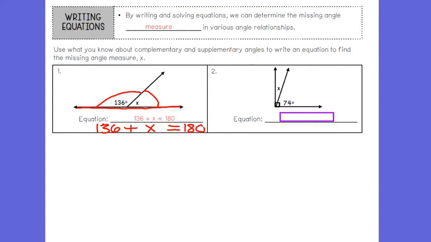But I should be able to look at these diagrams and start seeing vocabulary words. So looking at number 2, what vocabulary word should you see? Complementary. And complementary means that it adds up to 90. So I know my equation should equal 90. What is adding up to 90? 74 plus x, or x plus 74, either way. Did they want me to find x? No, I'm paying attention to what the question is asking. They just wanted an equation.